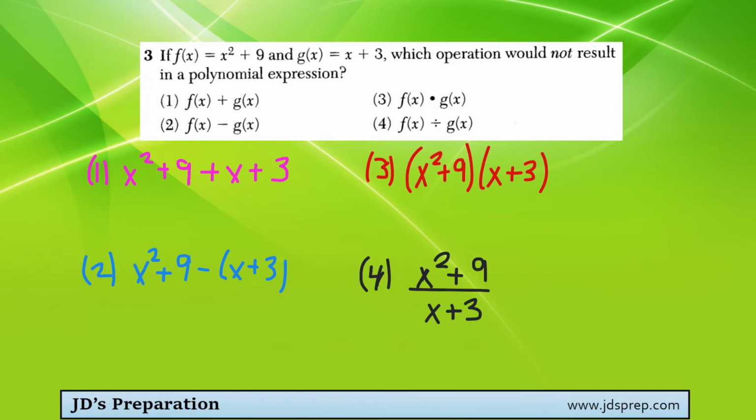In this question, we're trying to find out which one of these four operations on f of x and g of x would not result in a polynomial expression. In other words, which one of these would result in something that is not a polynomial.